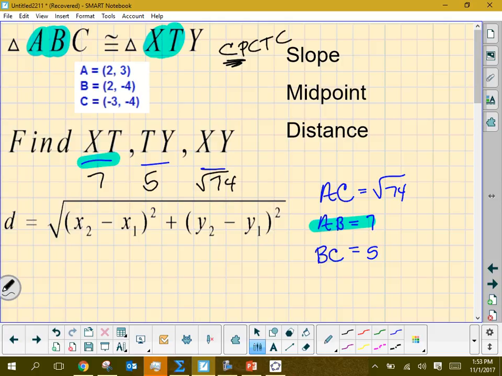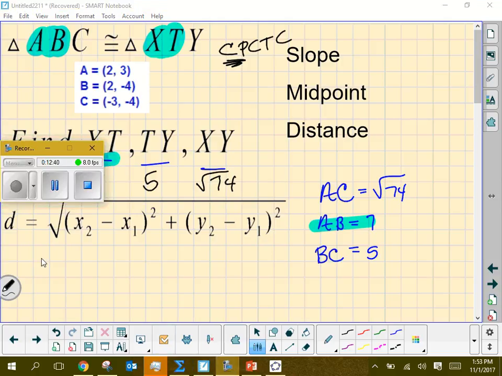Does that help, going over that? Make a little sense? All right. We will continue to go through those types of problems as we go through the course.